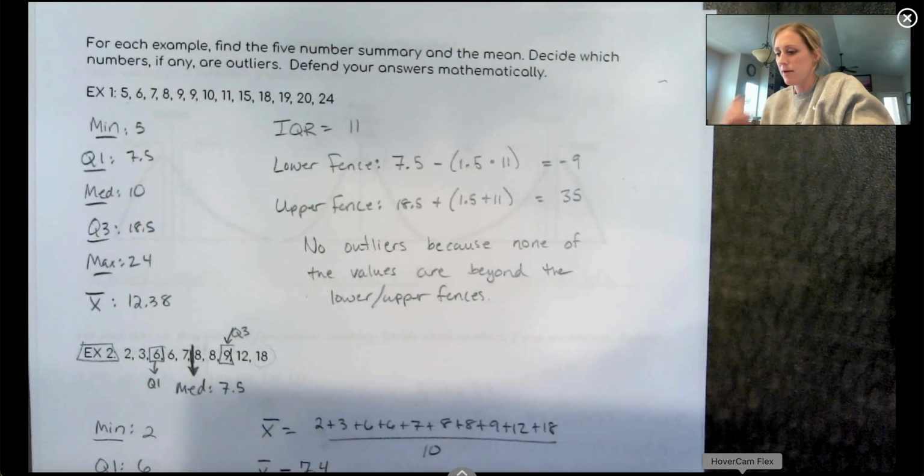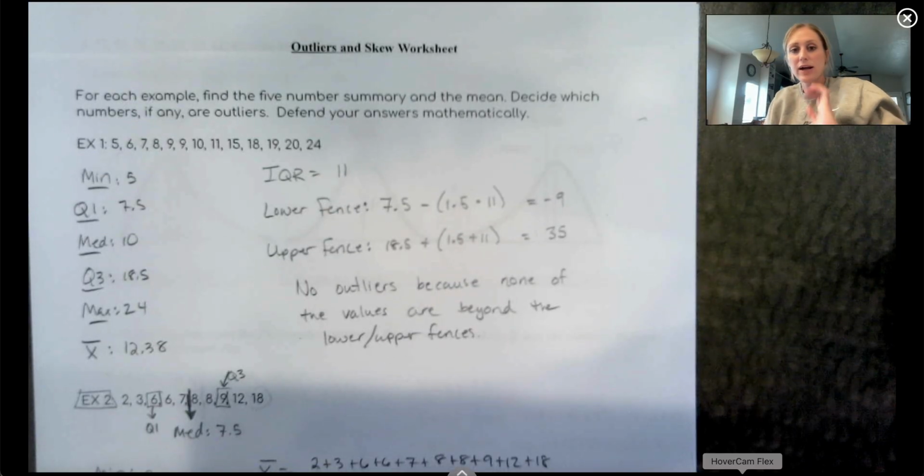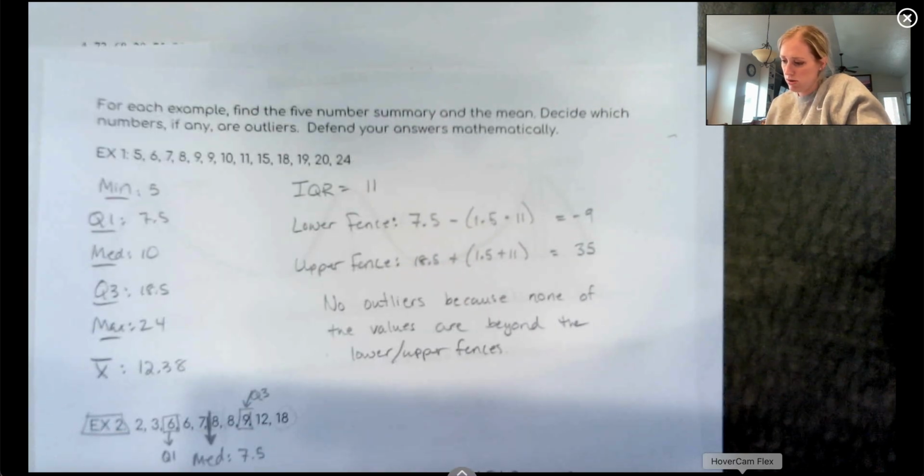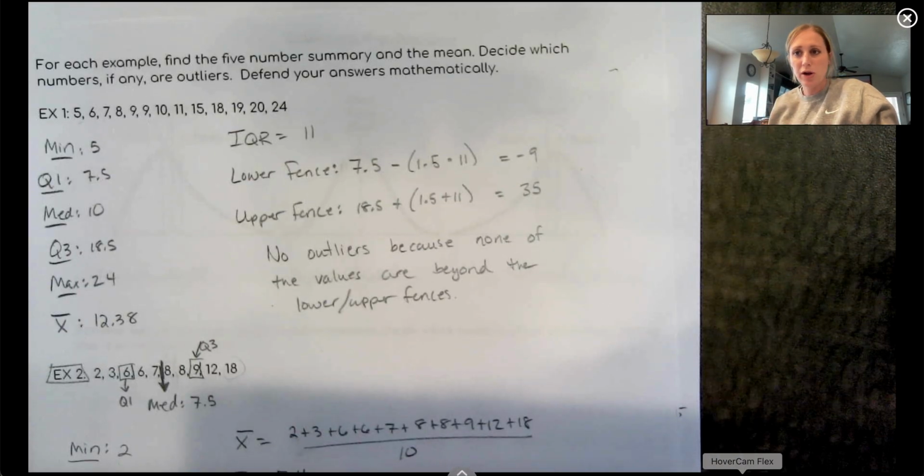All right. Okay, that is it, you guys, for outliers and skew. Oh, I was going to add one more thing to skew. Maybe I'm not yet. Okay, sorry. Not just yet. All right.